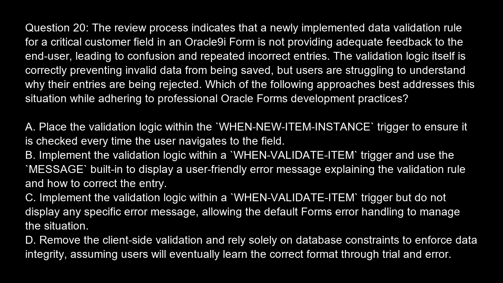Option B. Implement the validation logic within a WHEN-VALIDATE-ITEM trigger and use the MESSAGE built-in to display a user-friendly error message explaining the validation rule and how to correct the entry. Option C. Implement the validation logic within a WHEN-VALIDATE-ITEM trigger, but do not display any specific error message, allowing the default form's error handling to manage the situation. Option D. Remove the client-side validation and rely solely on database constraints to enforce data integrity, assuming users will eventually learn the correct format through trial and error.